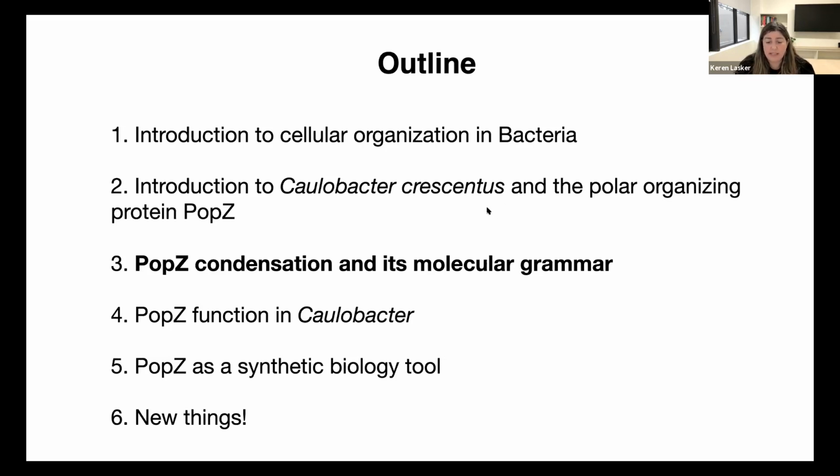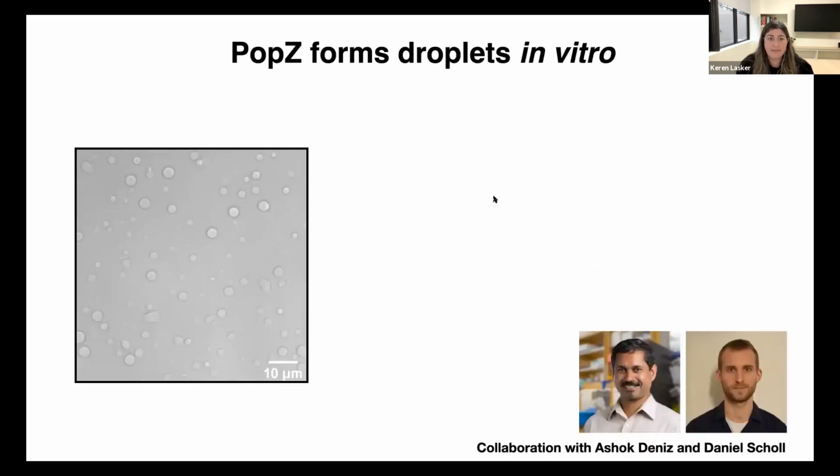And I'm going to show you that PopZ forms droplets in vitro, in Caulobacter, and in human cells. So we'll start with the in vitro data. In collaboration with Ashok Deniz and his postdoc Daniel Scholl, we recently showed that PopZ creates droplets in vitro, as can be seen by this nice DIC picture.